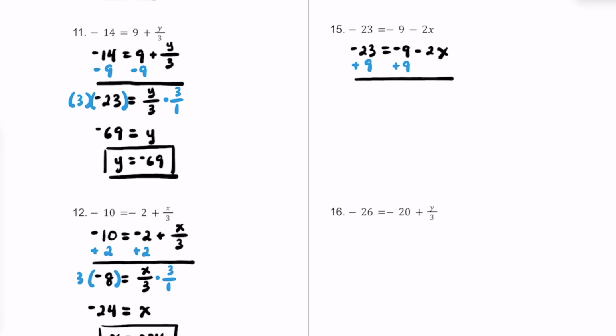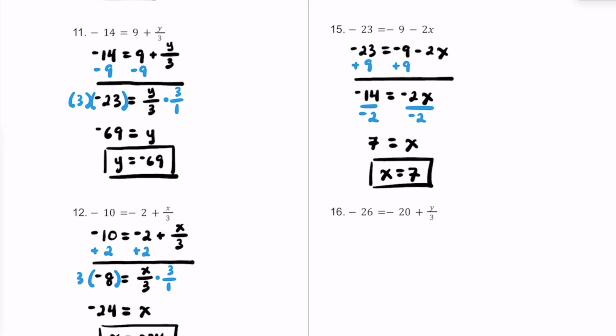Negative 23 plus 9 is going to be negative 14. So we can write negative 14 is equal to, and on the right side, negative 9 plus 9 is 0, so we don't have to write that. We can just write negative 2x. Now, we want the coefficient for x to be positive 1, so let's do the inverse of multiplying x by negative 2, which is going to be dividing it by negative 2. Now on the left side here, negative 14 divided by negative 2 is going to be a positive 7, and on the right side, negative 2x divided by negative 2 is positive 1x, so we can just say that x is equal to 7.